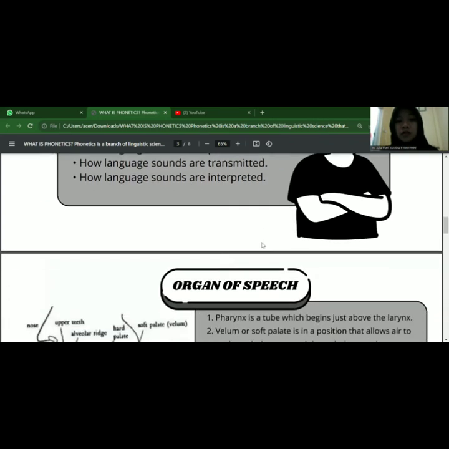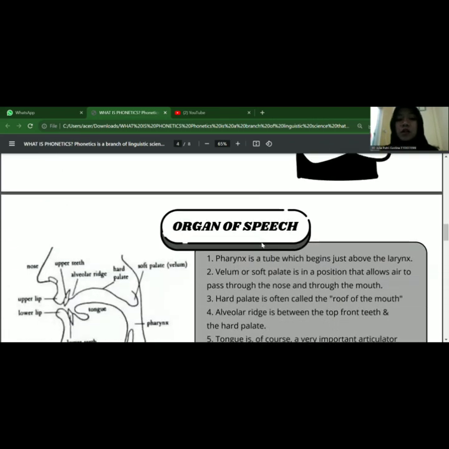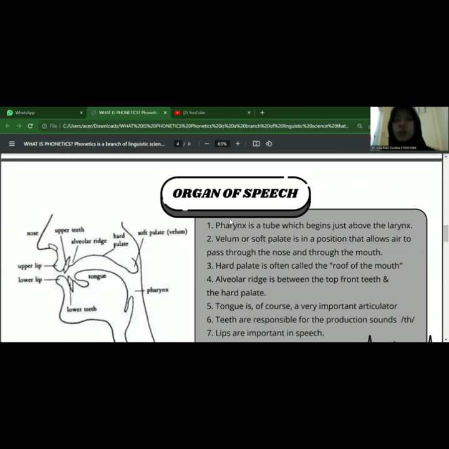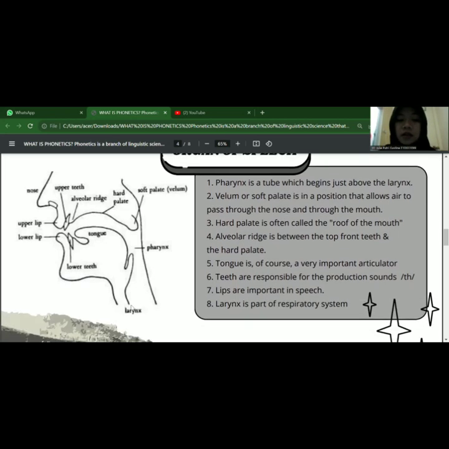And we are going to the next discussion, which is about organs of speech. You can see from the picture. The first one is the pharynx, a tube which begins just above the larynx. We can see from the picture, this is the pharynx. It's above the larynx, and the larynx is under the pharynx. It is about 7 centimeters long in women and about 8 centimeters in men.